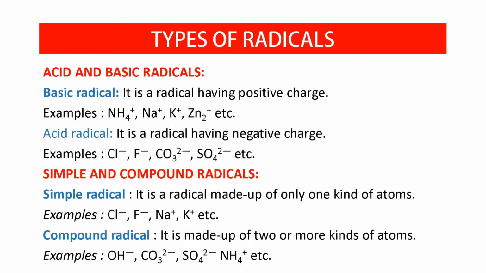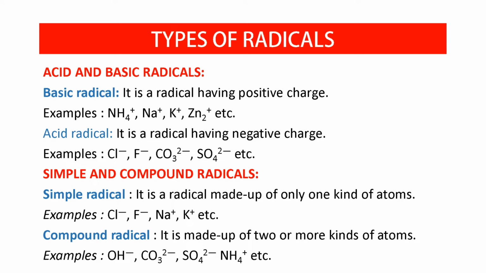Then acid radical: a radical having a negative charge, we call an acid radical. Like chlorine minus, there is a negative charge; fluorine minus, again a negative charge; and carbonate ion, where two minus charges are there. These are all acid radicals. So keep it in mind: a radical having a positive charge is a basic radical and a radical having a negative charge is an acid radical.